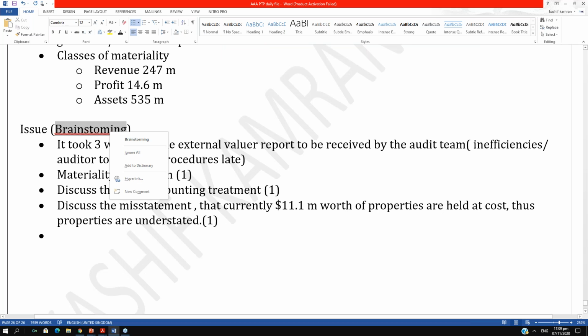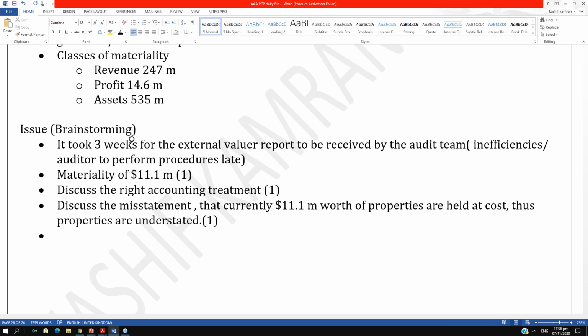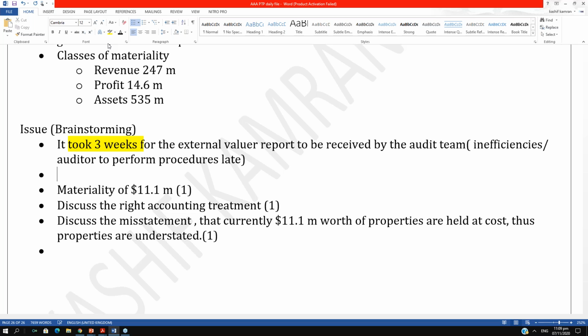I hope you're getting a sense that you're reading the case study, you're finding the problems which should go in the report to those charged with governance. If there is a problem, you will tell management the solution, right? Even for the first problem, when it took 3 weeks, you should recommend to the management, for 1 mark, that evidence should be provided to the auditor on a timely basis. Auditors don't like evidence to be delayed, right?